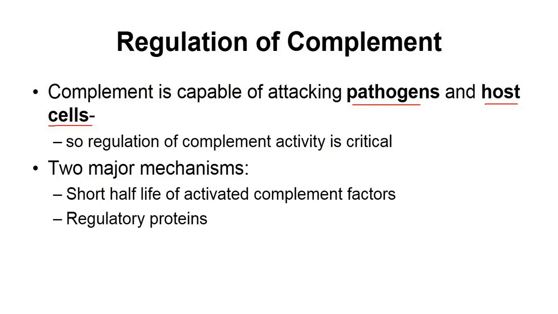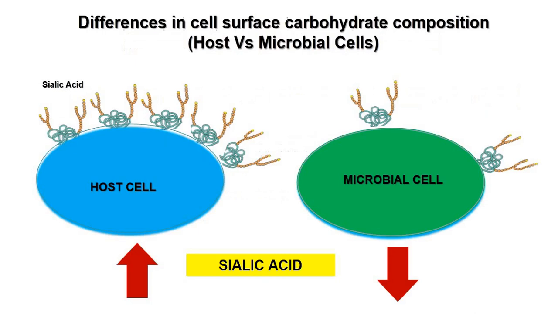One important concept is the difference in carbohydrate composition between the host and the microbial cell. Let's see. There is a difference in the cell surface carbohydrate composition between the host and the microbial cell. If you see on the host cell, can you see the branch structures? 1, 2, 3, 4, and 5. It's a representative figure, of course. On the host cell, the sialic acid content, you can see the arrow, it is more. Whereas on the microbial cell, the sialic acid content is less. So this is a very clear-cut distinction between the cell surface composition of the microbe and the host cell.